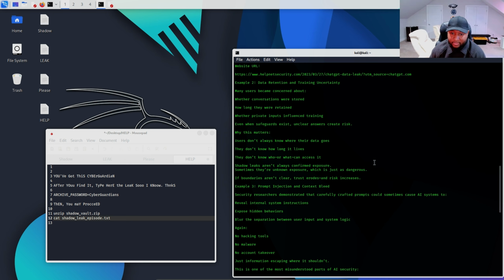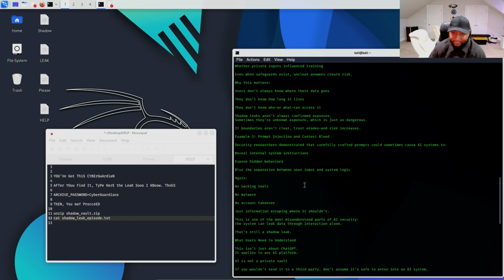And our third example here, prompt injection and context bleed. This is some good stuff.